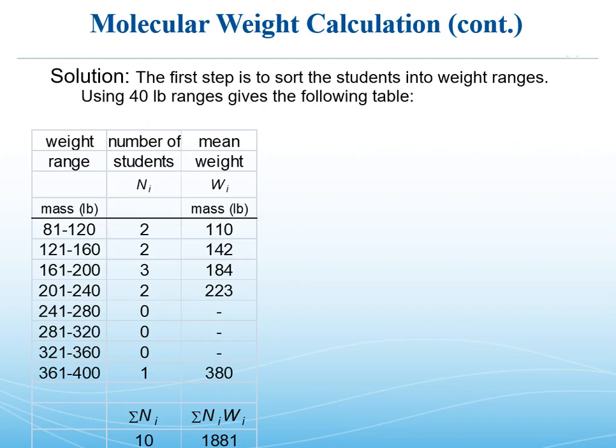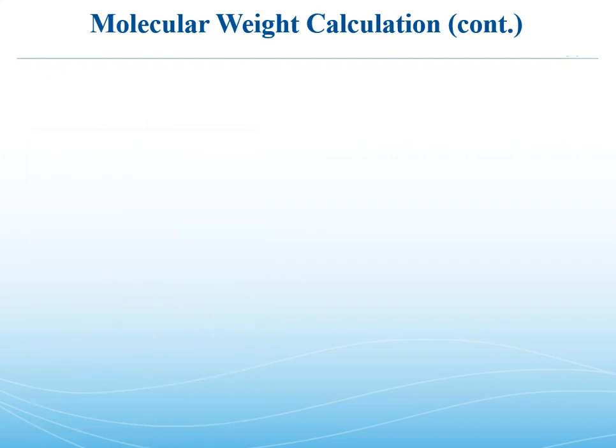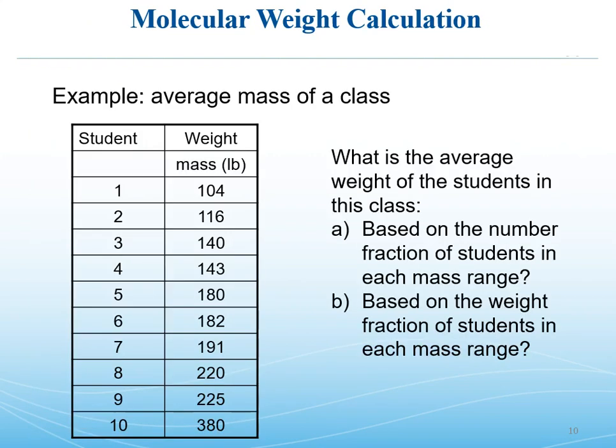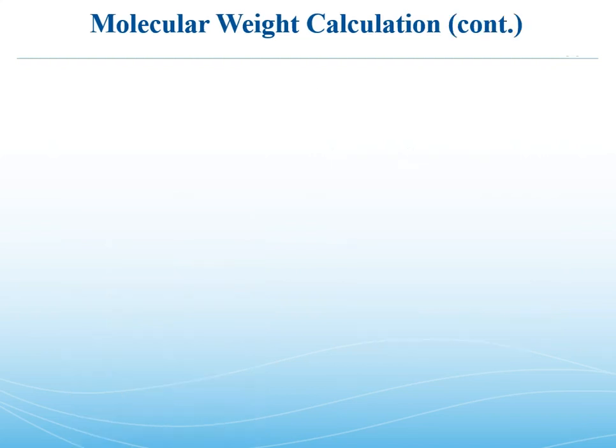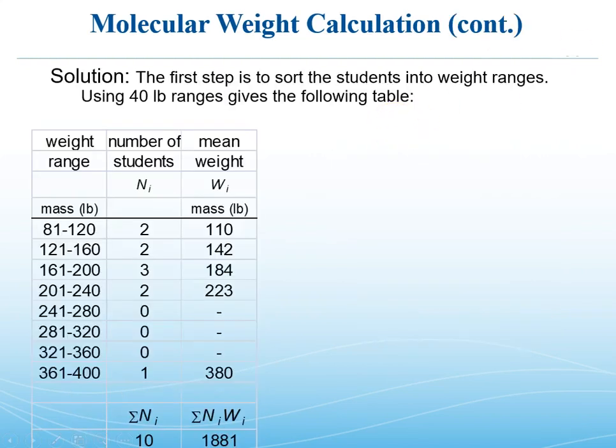Then we have the weight total, the mean weight of all of the students in that range. So we have 2 students in the 81 to 120 pound range. So if we go back and look at who those were, that looked like it was student number 1 and student number 2. So 104 and 116. If you take the mean of those two students, you get 110. And that's what we see here.